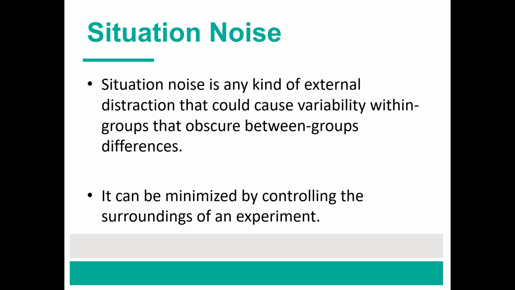Situation noise refers to external distractions of any kind that obscure between group differences and cause variability within groups. This includes smells, sights, and sounds that might distract participants and increase within group variability. It adds unsystematic variability to each group. You can control situation noise by controlling the surroundings of an experiment that might affect the DV. A way to reduce situation noise is to try to test participants in a quiet room with no outside odors, distractions, and so on.